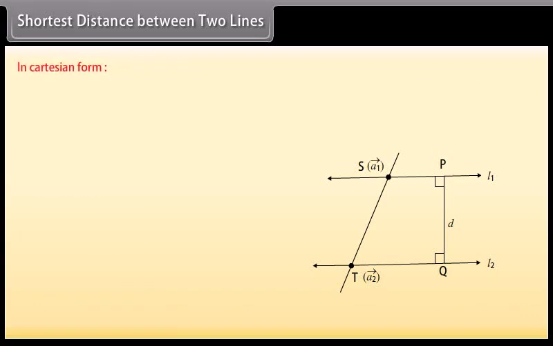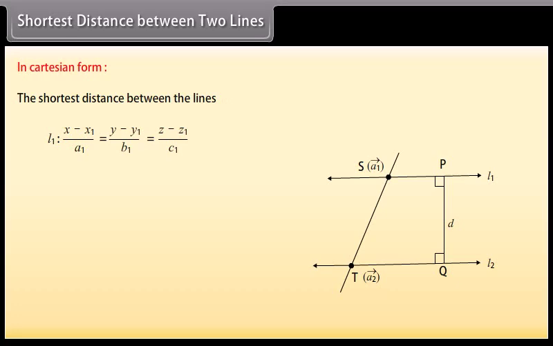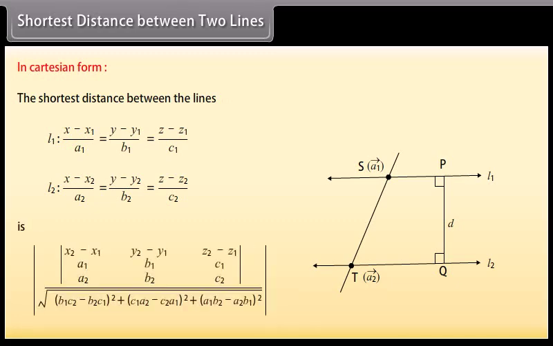In Cartesian form, the shortest distance between the lines L1: (x minus x1)/a1 equals (y minus y1)/b1 equals (z minus z1)/c1, and L2: (x minus x2)/a2 equals (y minus y2)/b2 equals (z minus z2)/c2, is the modulus of the determinant with first row x2 minus x1, y2 minus y1, z2 minus z1, second row a1, b1, c1, third row a2, b2, c2, divided by the square root of (b1c2 minus b2c1) squared plus (c1a2 minus c2a1) squared plus (a1b2 minus a2b1) squared.